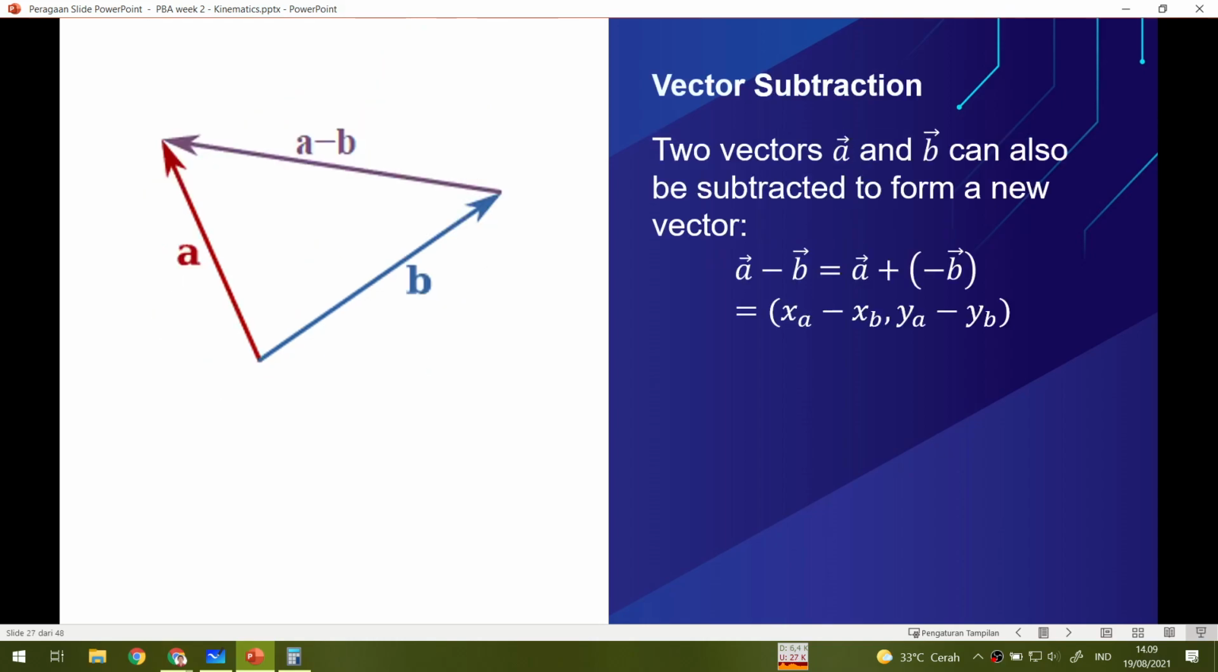For the subtraction, however, we can subtract two factors a and b to form a new factor, but the calculation is xa minus xb and ya minus yb, and it is not commutative. A minus b is not the same as b minus a.